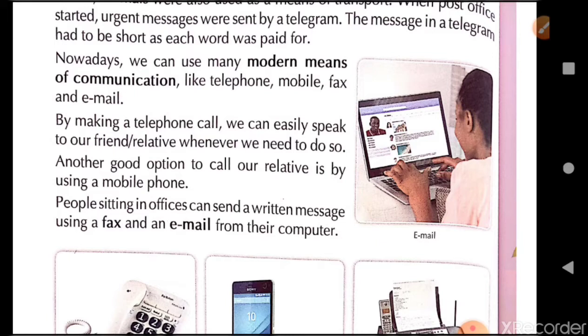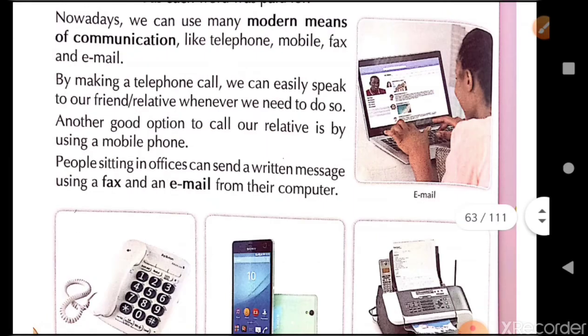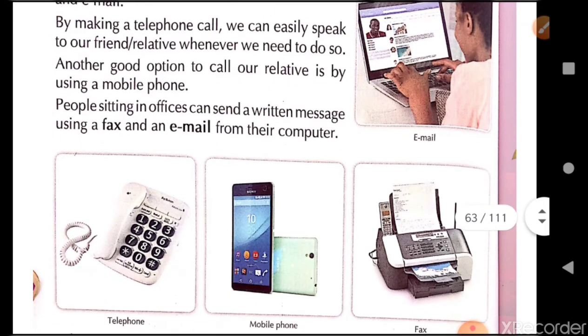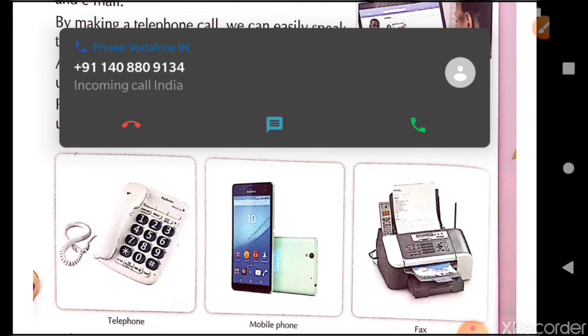Now people sitting in offices can send a written message using a fax and an email from their computer. Email, as I told you in my previous video also, if an email is sent to someone, we can get the response immediately also, because it is electronic. Email is electronic mail.